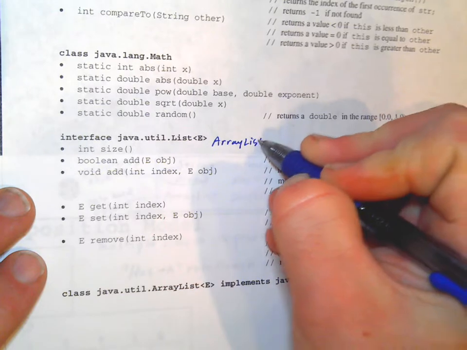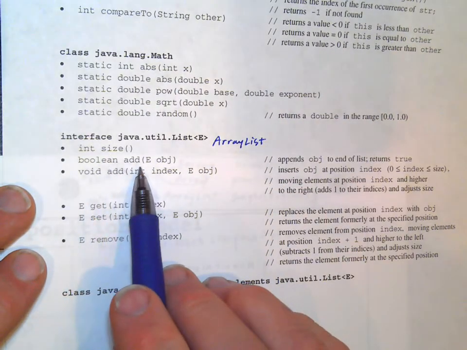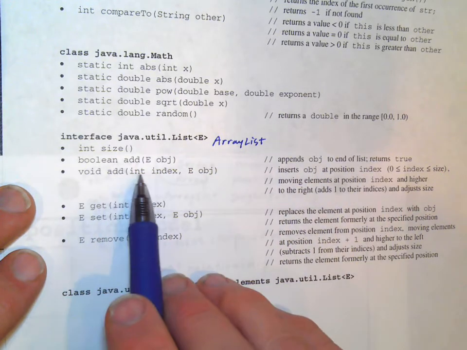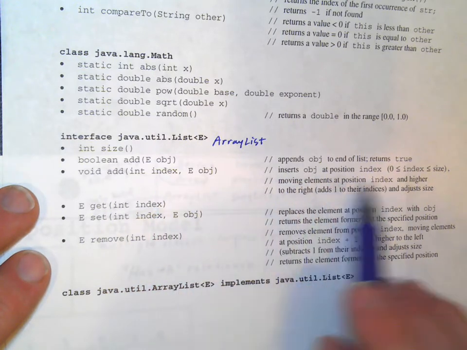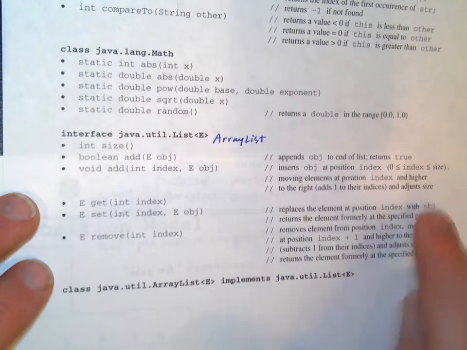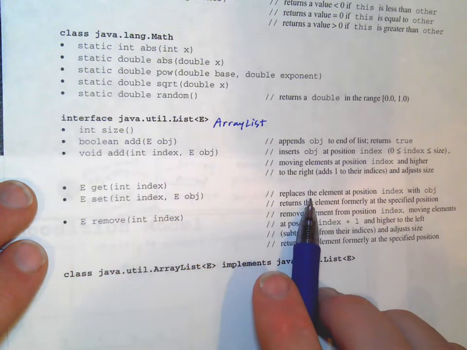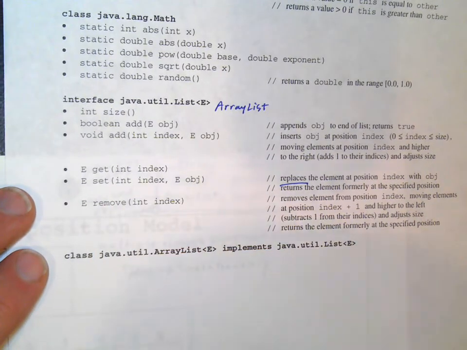The List class, this is where ArrayLists are part of the List class. So this is all stuff for ArrayList: size; add, which we were just talking about, that adds it to the end; add with the spot, and that's the one that scoots everything down, moving elements at position index and higher to the right. Get will get something out of an array. I didn't show that in my example. Set replaces it, right? Remove takes it out and scoots everything down.